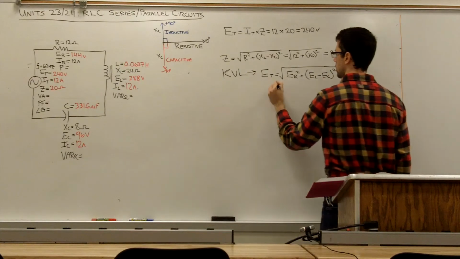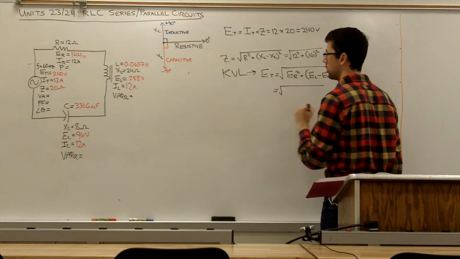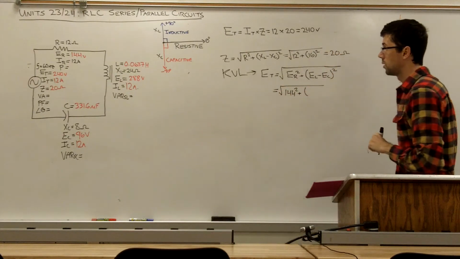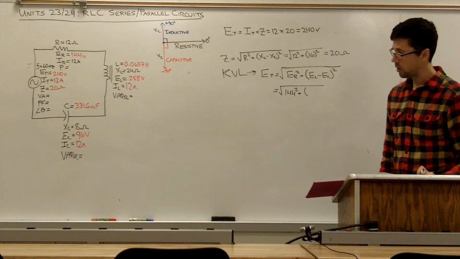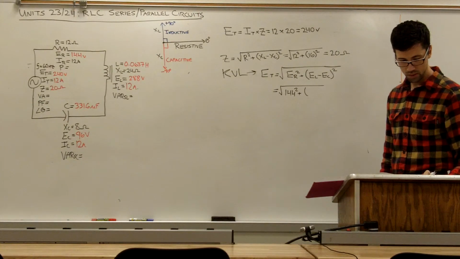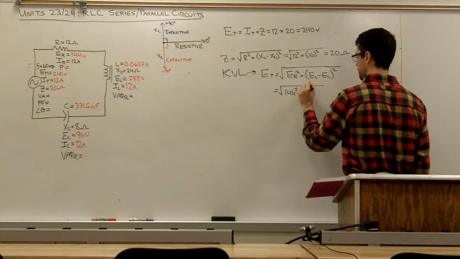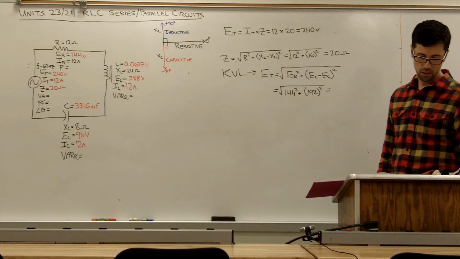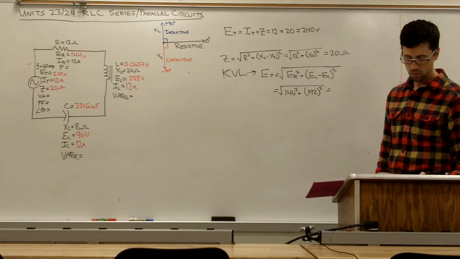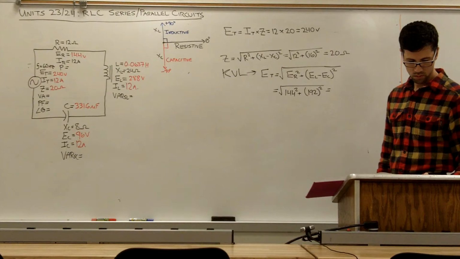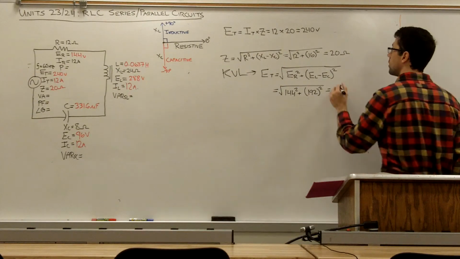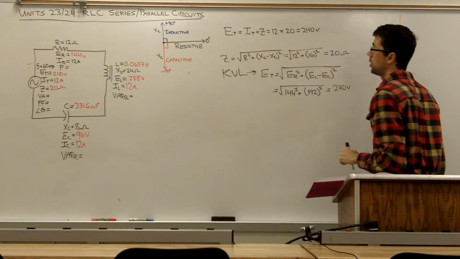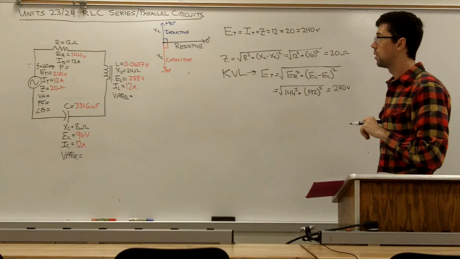So this is equal to the square root of 144 squared plus, E sub L is 288, I'm going to subtract E sub C, which is 96 volts, and that gives me 192 volts. Throw that into my handy dandy calculator, and that gives me a value of 240 volts, which was the same value I found using Ohm's law. So we are all good so far.